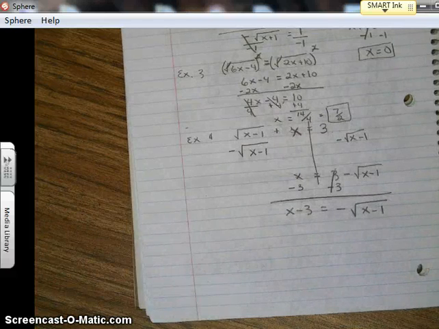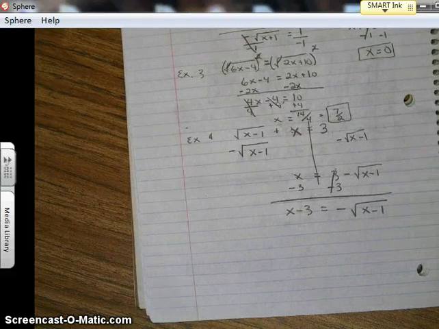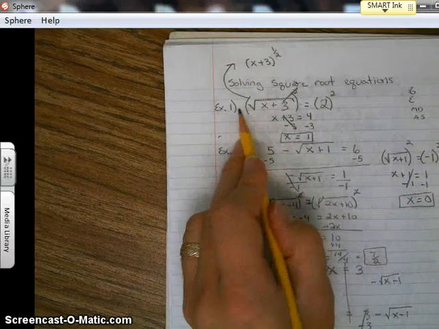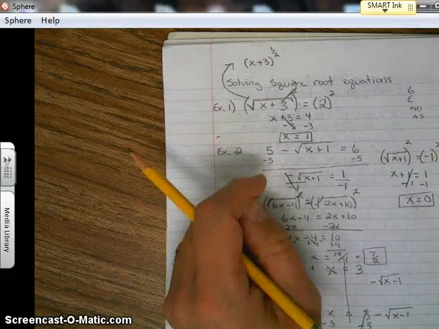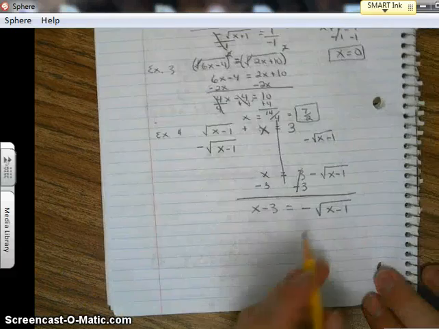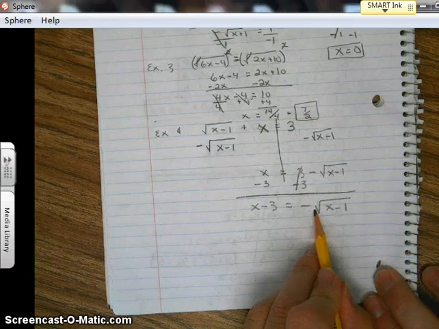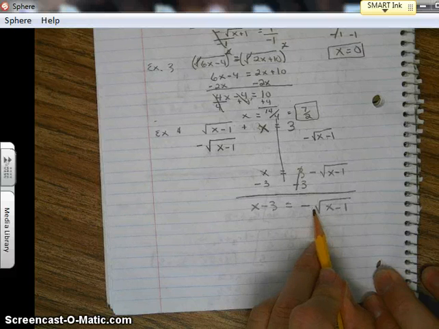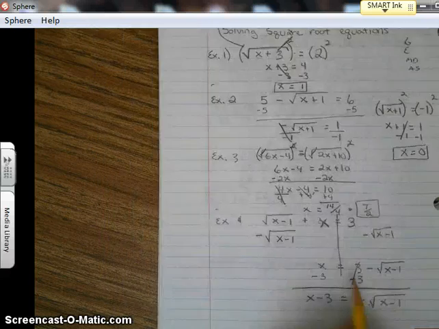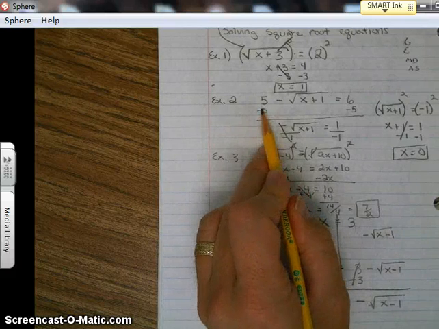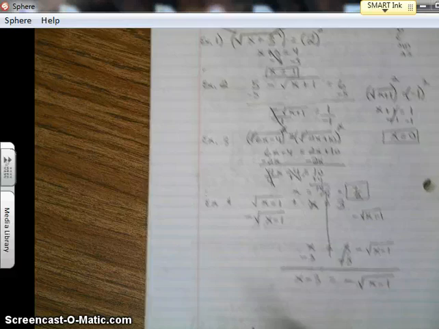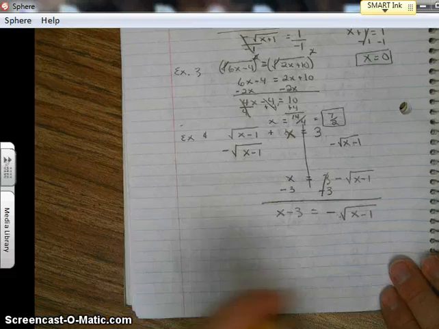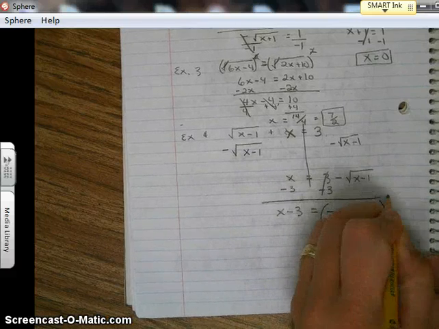Now I want to say something. I misspoke earlier. When I told you that the radical needs to be alone, nothing on the outside, well, if it's something that's being multiplied, it doesn't have to go away. If it's something that's being added or subtracted, it definitely has to go away. What do I mean? Well, let's say that I don't get rid of this negative 1 on the front. And we just go to squaring both sides.